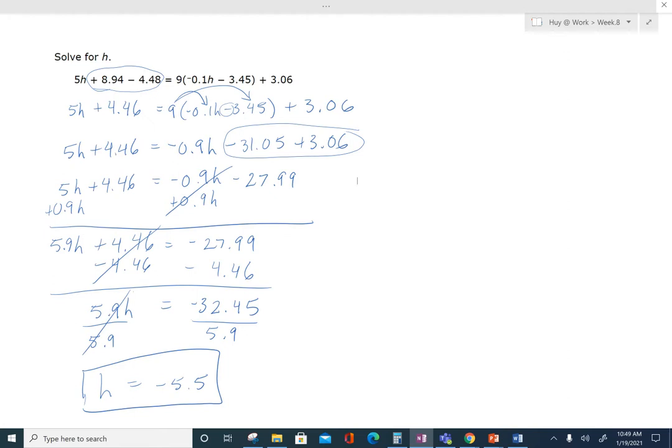And of course, we could have started it by just using distributive property first, but I chose to combine like terms. You could do it either way. It really doesn't matter.